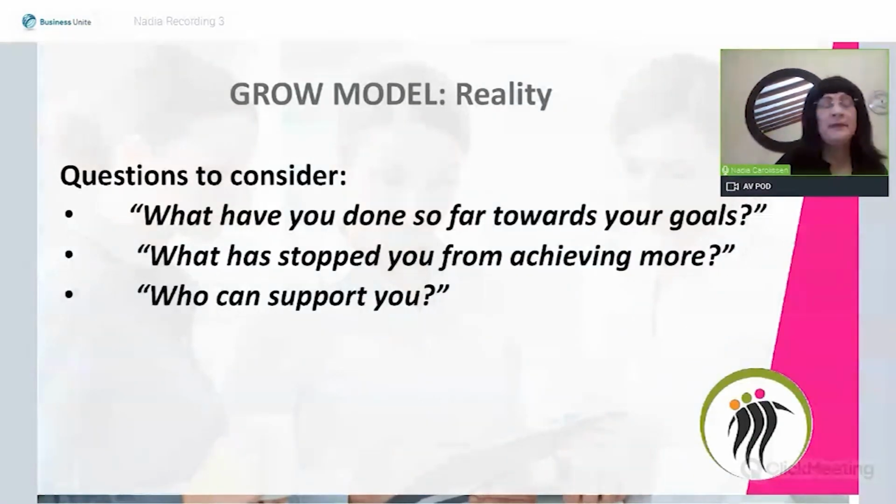So regarding the reality, the current time frame, the present time, some questions to consider. Maybe that you can ask the mentee, what have you done so far to achieve your goals? In other words, is it the first time that you have this problem? You want to start a business. You want to take it to a next level. You want to apply for funding. And that will give you a sense of what the mentee has done, really about the current reality of that person. What has stopped you from achieving that?